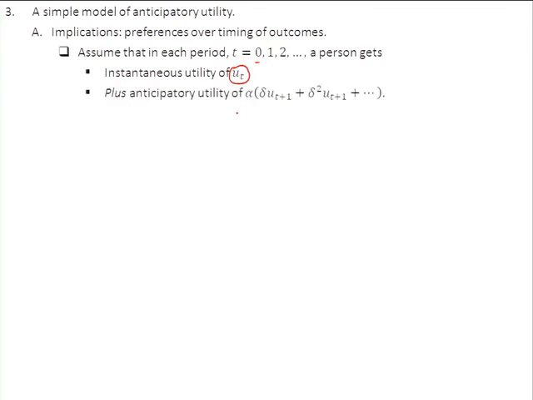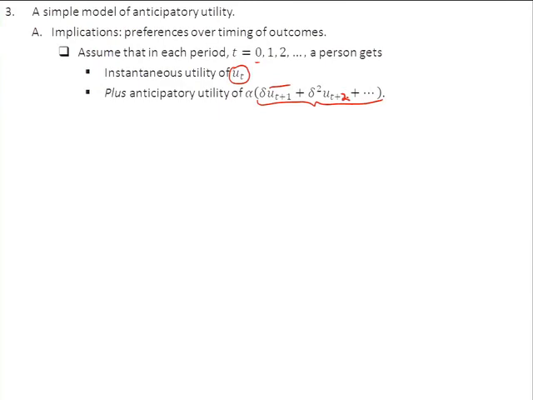And in addition to that, in each period, they're going to get anticipatory utility equal to this. Okay, so forget about alpha for a second. Let's just look at what's in these brackets. What is this? Delta times the utility that you're going to get in the next period, t plus 1. Oh boy, I always do this. That's supposed to be a 2. Delta squared times the utility you're going to get 2 periods out from now. Right, so what's going on? Delta is some number between 0 and 1.